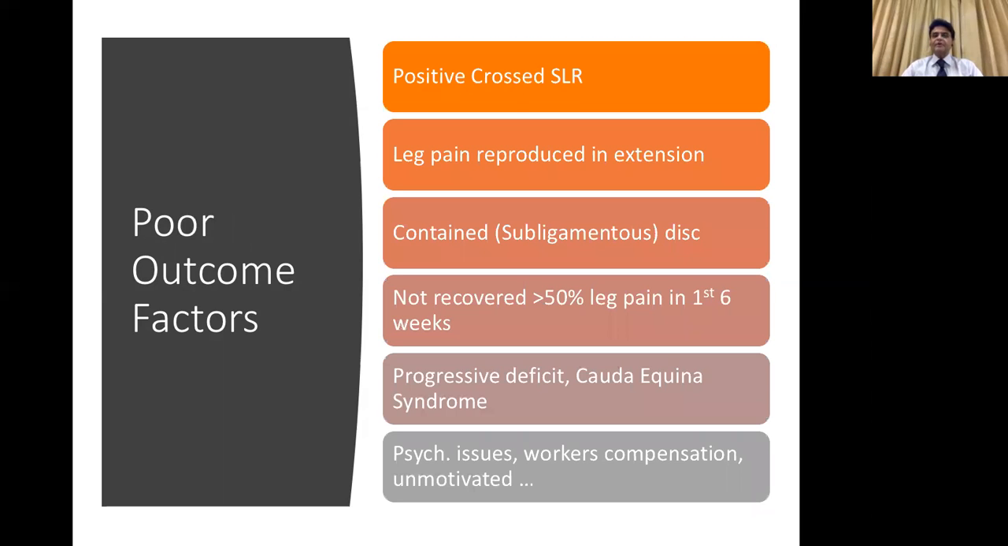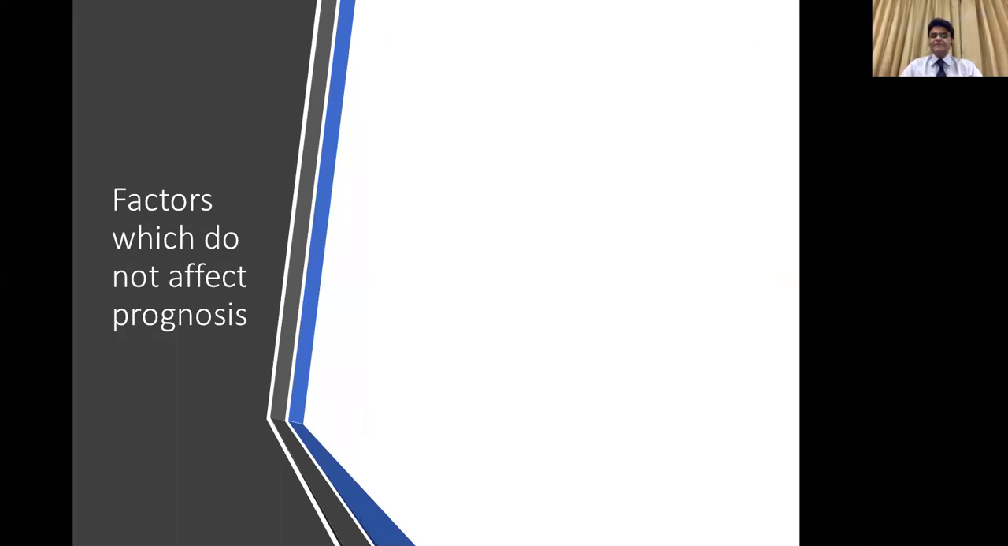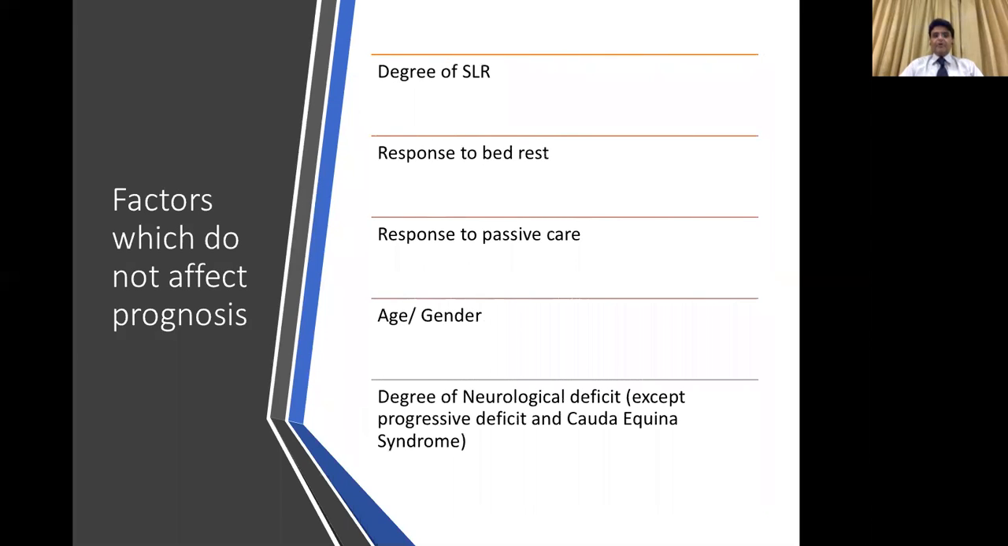A positive cross SLR, leg pain produced even in extension of the spine, contained subligamentous discs, not recovering beyond 50% of leg pain in the first 6 weeks despite non-surgical care, progressive deficit of cauda equina creeping in, psychological issues, patients with work compensation, and the unmotivated patient. Well, those factors which do not affect prognosis at all.